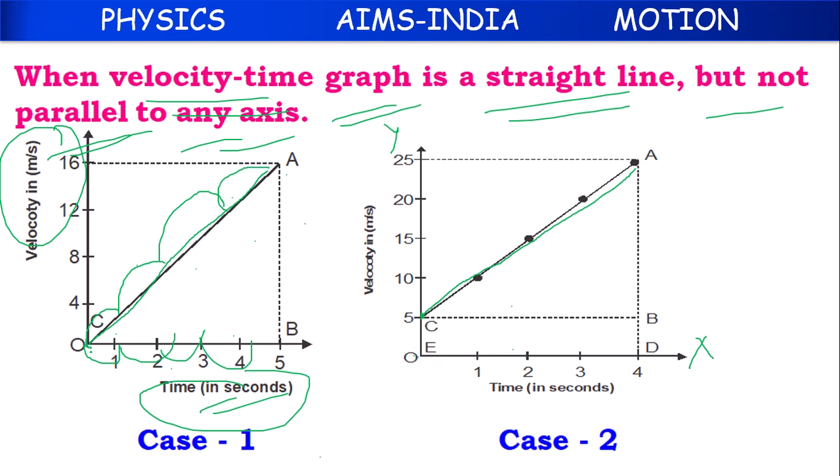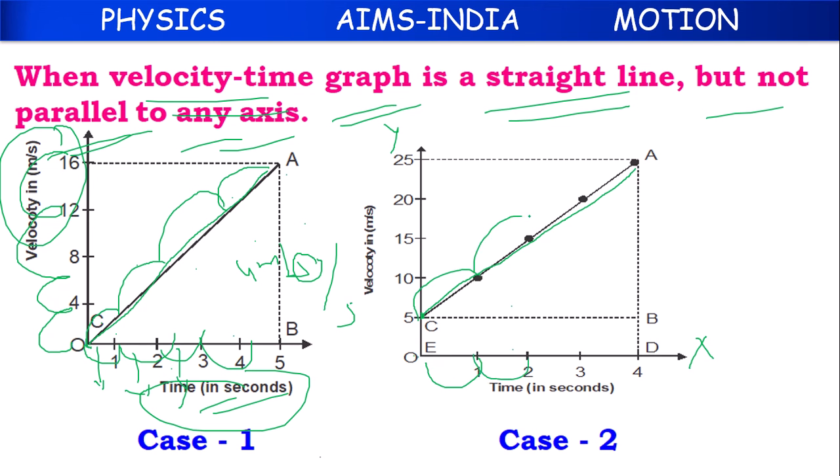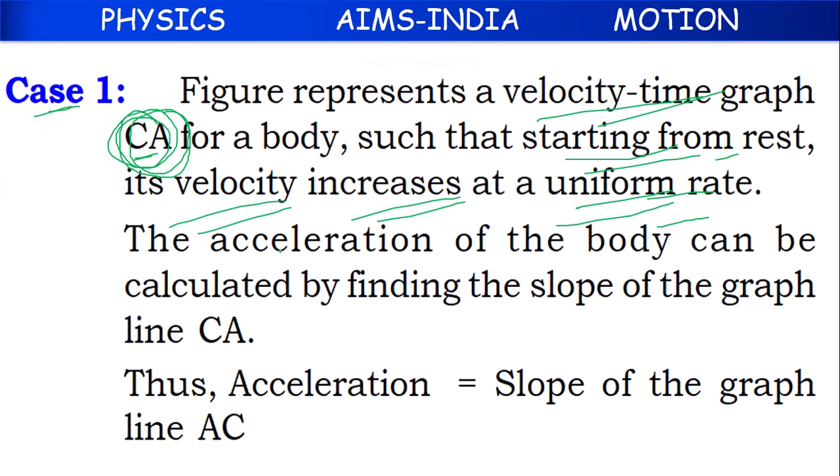But at what rate? For every 1 second time interval, velocity increases from 0 to 4, 4 to 8, 8 to 12, 12 to 16. Means at the rate of 4 meter per second per second. Per 1 second, 4 meter per second velocity is increasing in this case. In case 2 also, 1 second, 5 to 10, 2 seconds, 10 to 15, 3 seconds, 15 to 20. Here also it is moving at a uniform rate, so the velocity is increasing at a uniform rate.